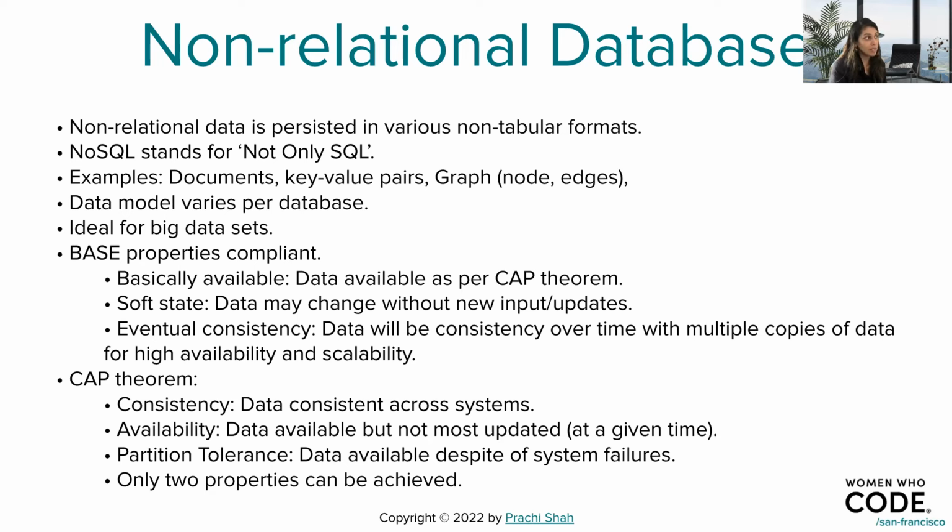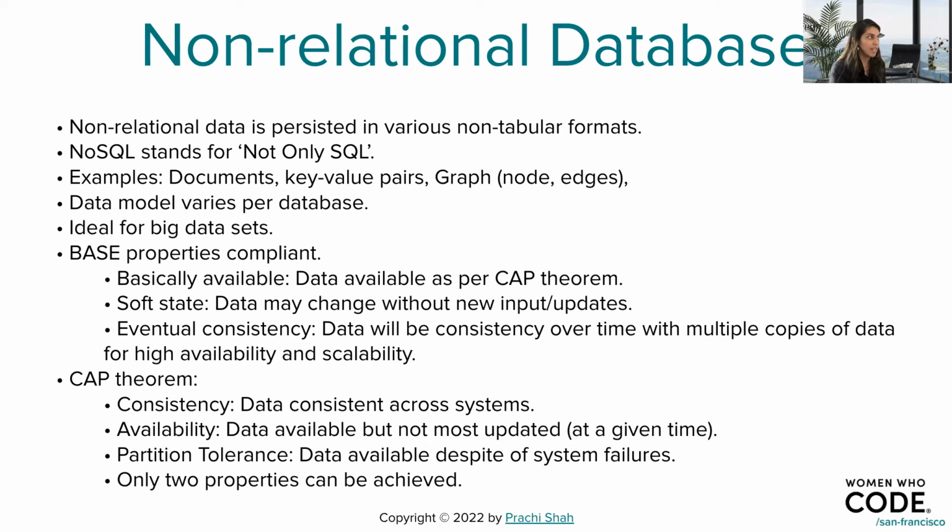Understand that the data model varies per database. With a relational database and with SQL, you can choose MySQL or Postgres, and your data model is the same, right? It's some kind of row-column structure and data is related. But depending on the kind of NoSQL database you select, your data model will be either a document, a key-value pair, or a graph. So it can completely change, and therefore your design or modeling can also change.